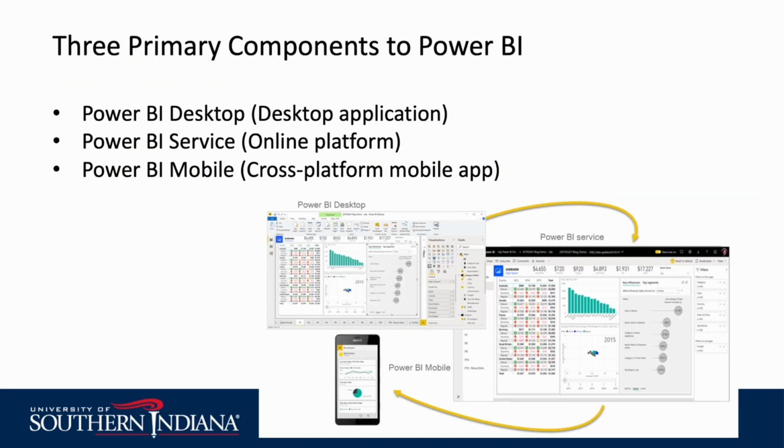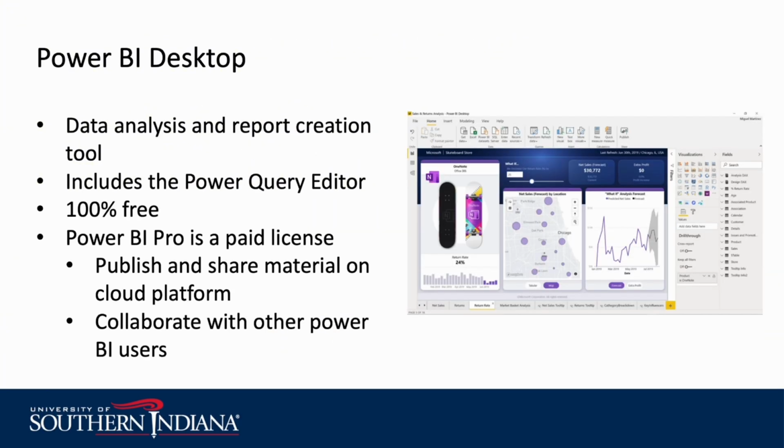Power BI has 3 main components, as shown in the diagram: desktop, service, and mobile. Desktop is the primary application for creating reports and analyzing data. Service is the cloud-based platform for sharing and collaborating on reports. Mobile allows access to your reports on smartphones and tablets. Understanding how these components interact is crucial.